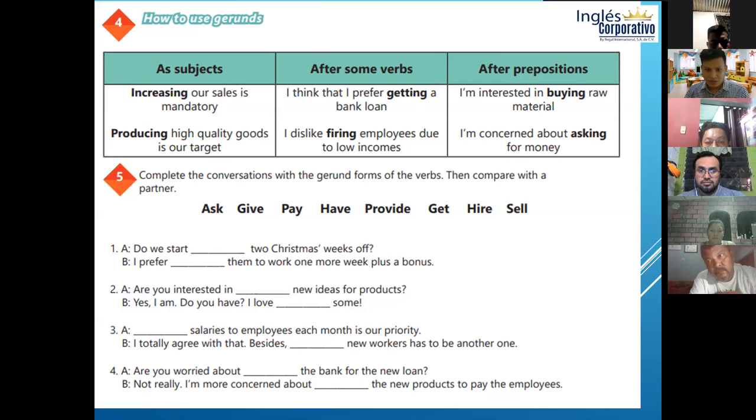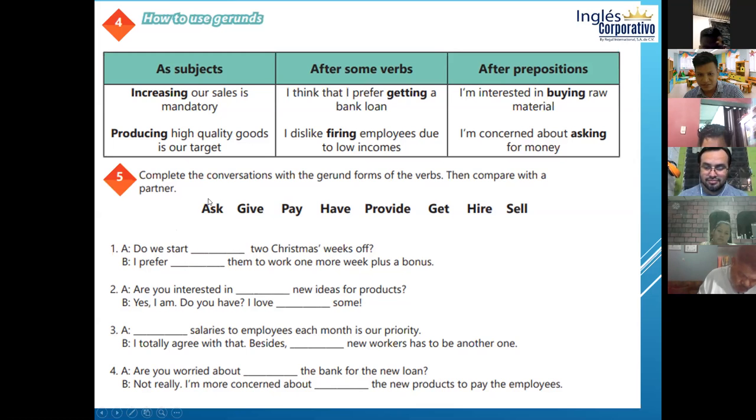Muy bien. Okay, what we're going to do right now? We had to complete the conversation with the gerund for forms of the verb. Then we're going to compare, right, with a partner. Okay, let's see this, guys. You're going to have 1 minute to take a look at this. Vamos a echar un vistazo a esto.